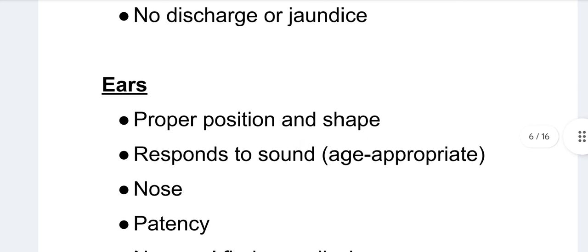How about the ears? The ears should be in the proper position and shape. You know the proper position where the ears should be. Anywhere else from where they should always be, then that's an abnormality. Or maybe the child has very big ears, or very small ears, then that becomes a problem.